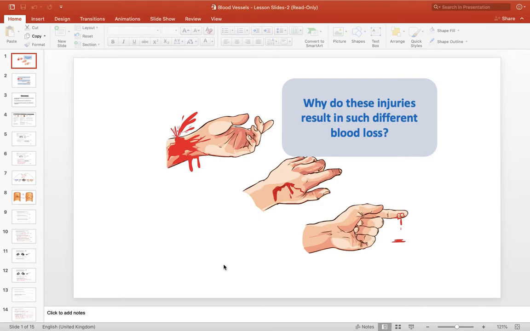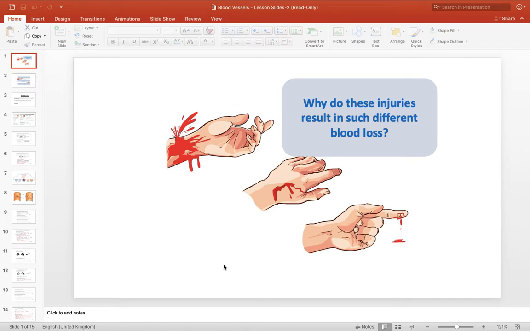Hello and welcome to our second lesson in the B4 topic. Last lesson we looked at the structure of the blood, we discussed how it's defined as a tissue, and we spoke about what each constituent part of the tissue did. So what each part of the blood did and its roles.